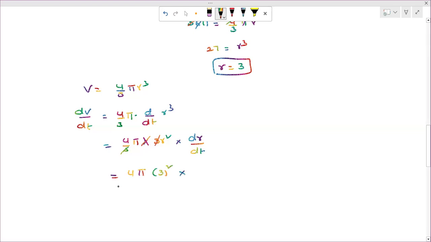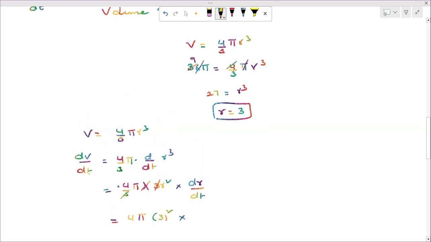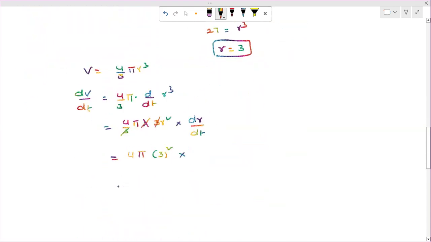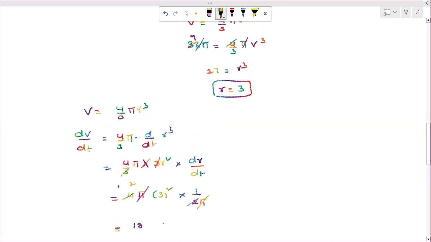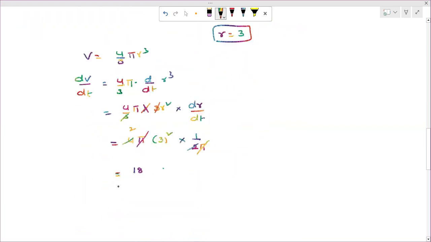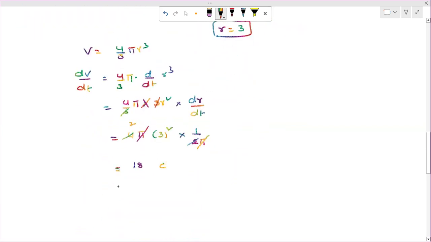What is given over here? dr/dt is 1 by 2 pi. Pi gets cancelled. 2 times 1, 2 times 2. 9 times 2, 18. This is volume, and volume is in cubic units. The radius is given in centimeters, so it is centimeters cube per second. This is how we have to simplify dV/dt.